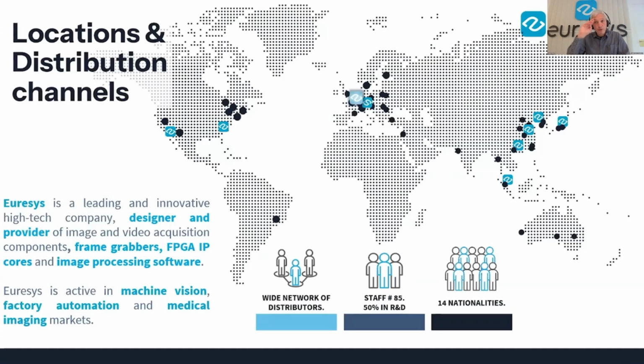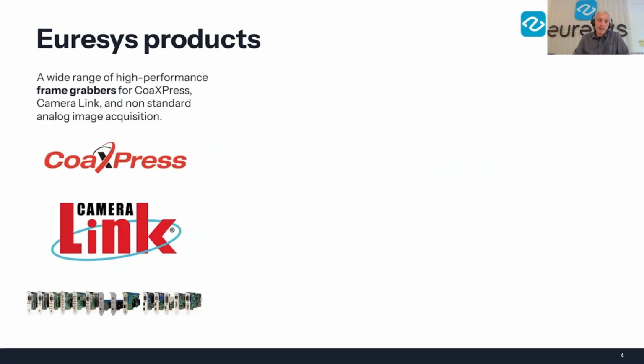So first, a word about Euresys. Euresys is a Belgian company, so we are in Liège, center of Europe, but we also have a number of sister companies in the world, especially in Asia, where most of our market is. And Euresys is designing and producing components for machine vision applications.